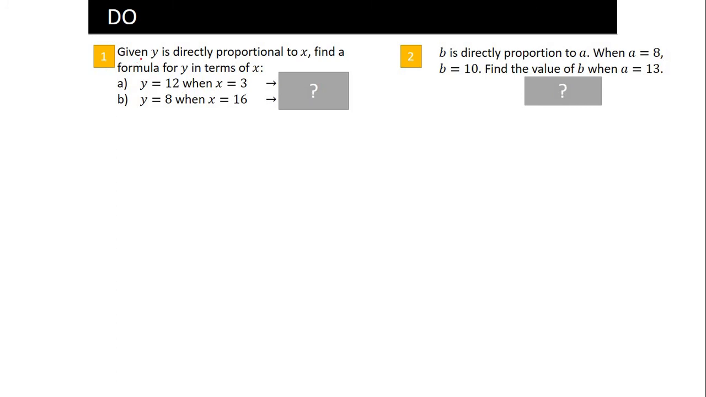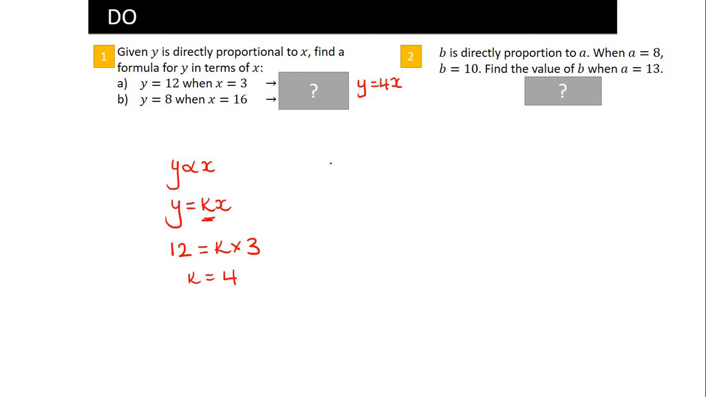So question 1, given y is directly proportional to x, find a formula for y in terms of x. I've got y equals kx. Now don't ever leave it as this as your answer for the formula. You have to find k and input it back in. So when y is 12, x is 3. So this would mean that k equals 4. So this would mean that this is y equals 4x for the first one.